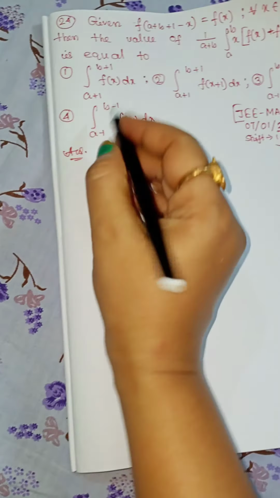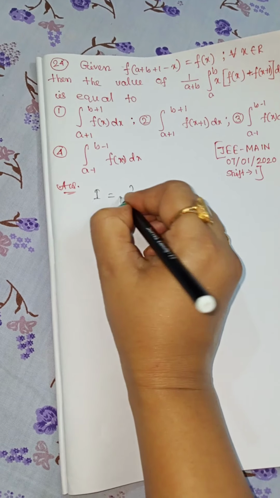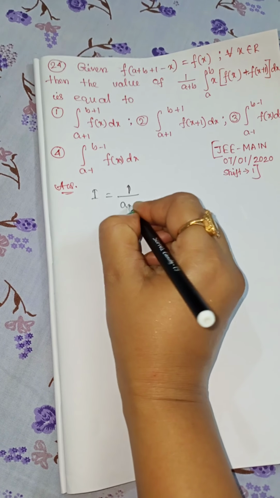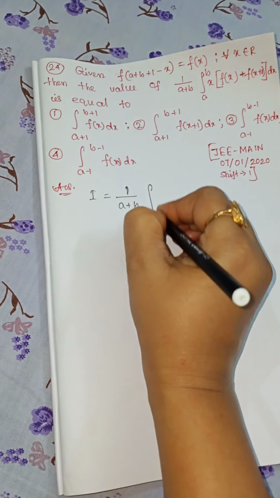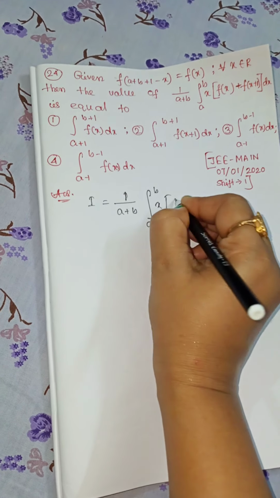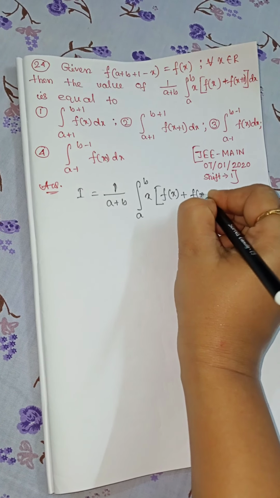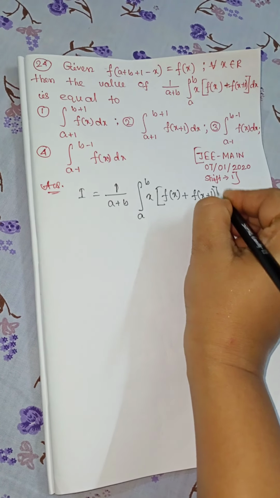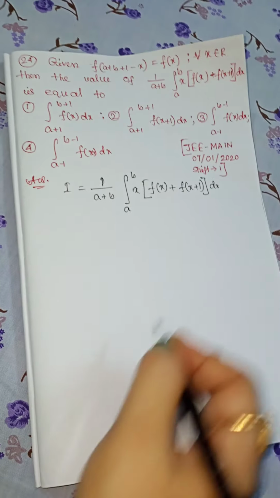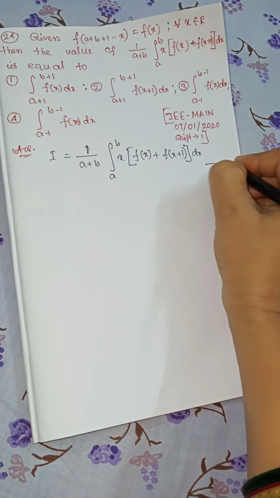Now, our given I is equal to 1/(a+b) times the integration from a to b of x into f(x+1) dx. This is our given I. This is equation number 1.